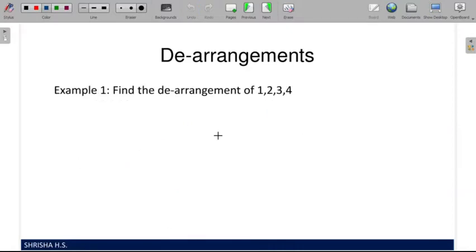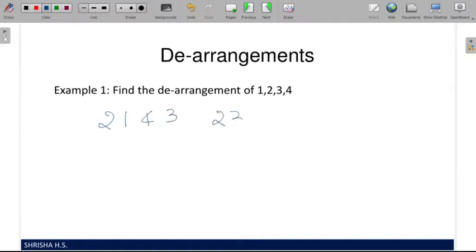The first example: find the derangements of 1, 2, 3, 4. Let's write it manually, then we will do it through a formula. So 1 should not be in first place, 2 should not be in second place, 3 should not be in third place, and 4 should not be in fourth place. So let's start the listing. 2, 1, 4, 3.